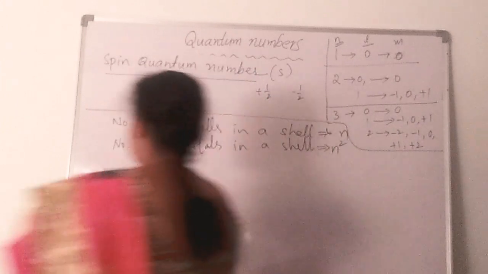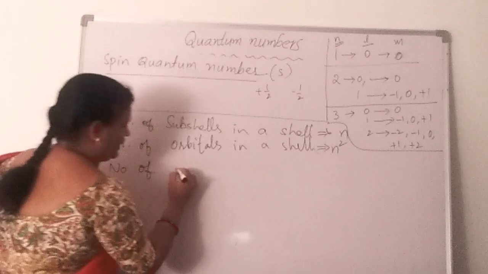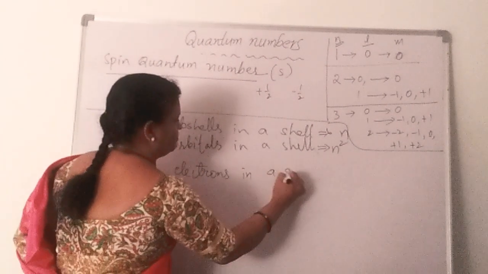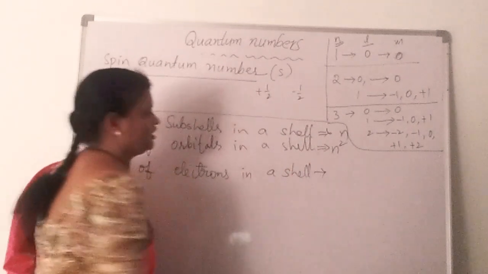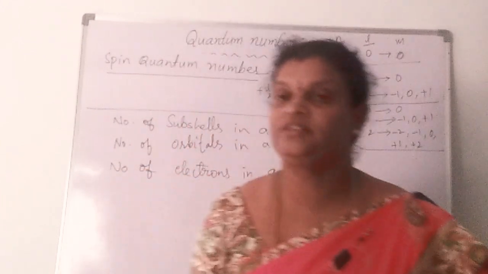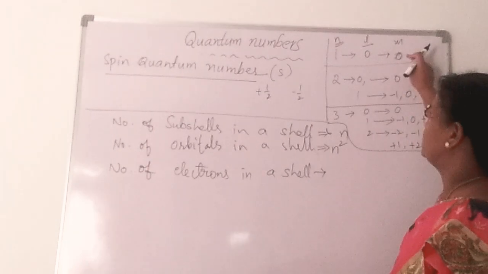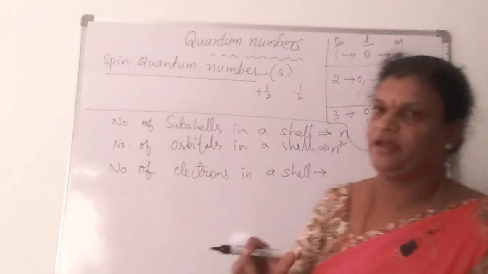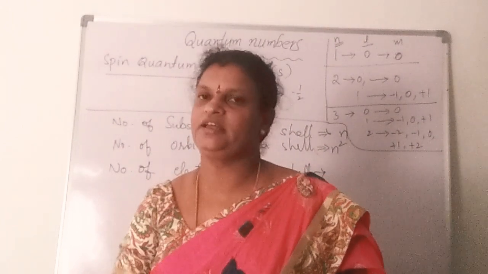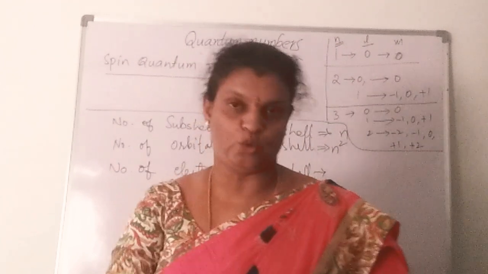Same like that, if you want to say how many electrons are present in one shell, the maximum number of electrons accommodated in a shell, how many will be accommodated? Now you see here, in one orbital, you should remember, like in one bench, 2 students will sit. In exam time, how will you sit? Only 2 members. Like that, here also, in one orbital, the maximum number of electrons accommodated is 2.